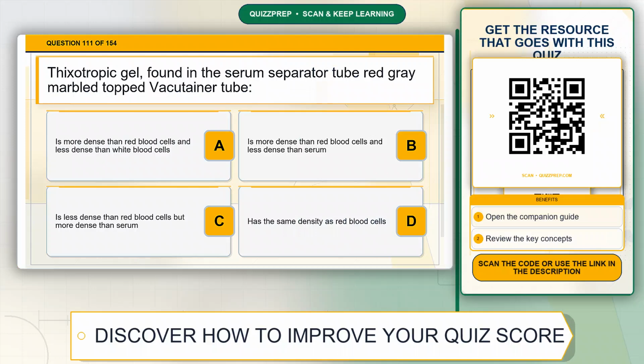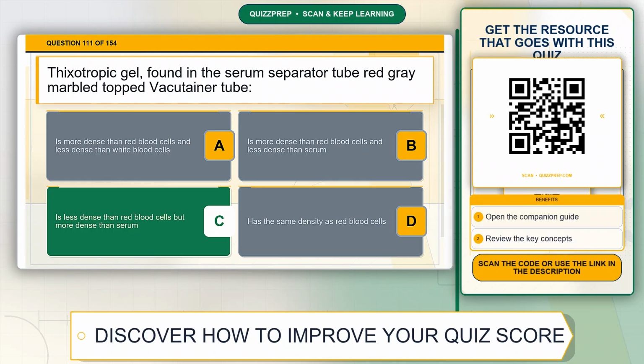Question 111. Thixotropic gel, found in the serum separator tube, red gray marbled topped vacutainer tube. Option A is more dense than red blood cells and less dense than white blood cells. Option B, is more dense than red blood cells and less dense than serum. Option C, is less dense than red blood cells but more dense than serum. Option D, has the same density as red blood cells. The correct answer is option C, is less dense than red blood cells but more dense than serum.